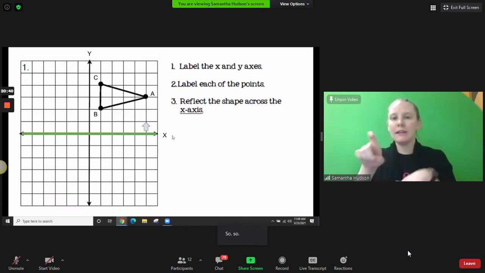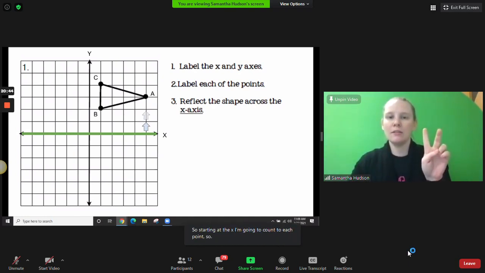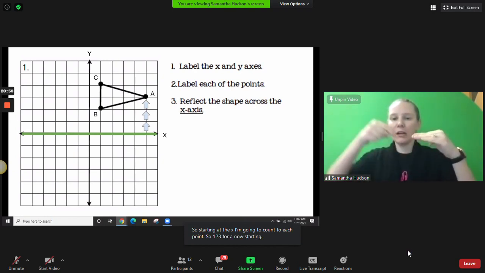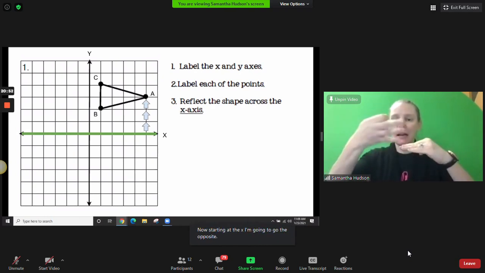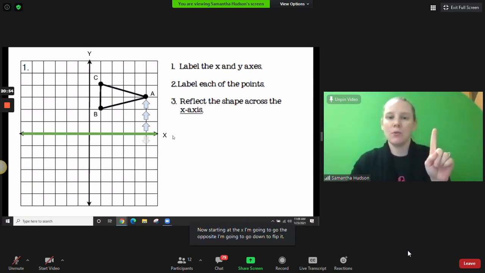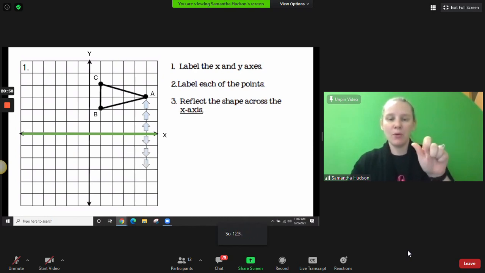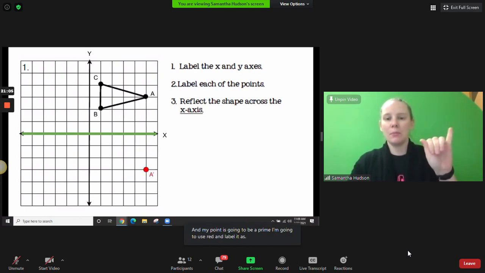So starting at the X, I'm going to count to each point. So 1, 2, 3 for A. Now starting at the X, I'm going to go the opposite. I'm going to go down to flip it. So 1, 2, 3. And my point's going to be A prime. I'm going to use red and label it A prime.